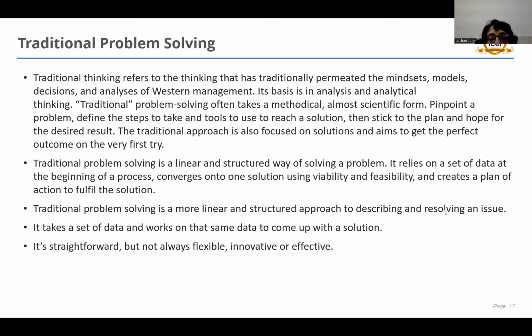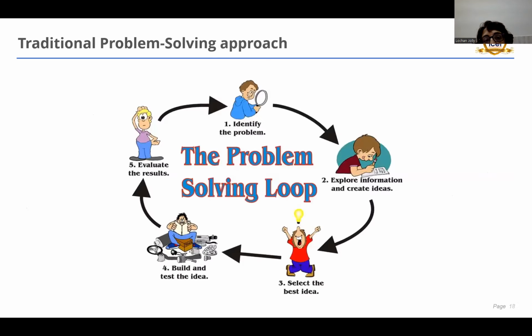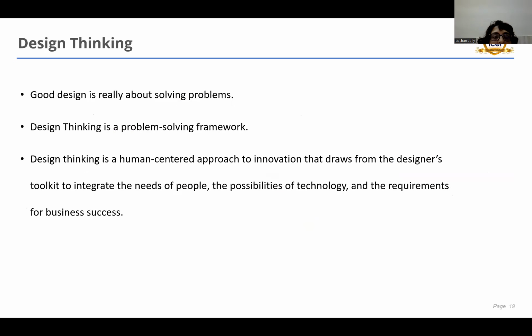Traditional actually starts with pre-assumptions, I would say, with a set of data, and accordingly it comes out with the solution. It's straightforward with no flexibility or innovation. It's like standard solutions, adopting them and moving forward. So this is a simple straight line approach to problem solving. Whereas design thinking is a problem solving framework.